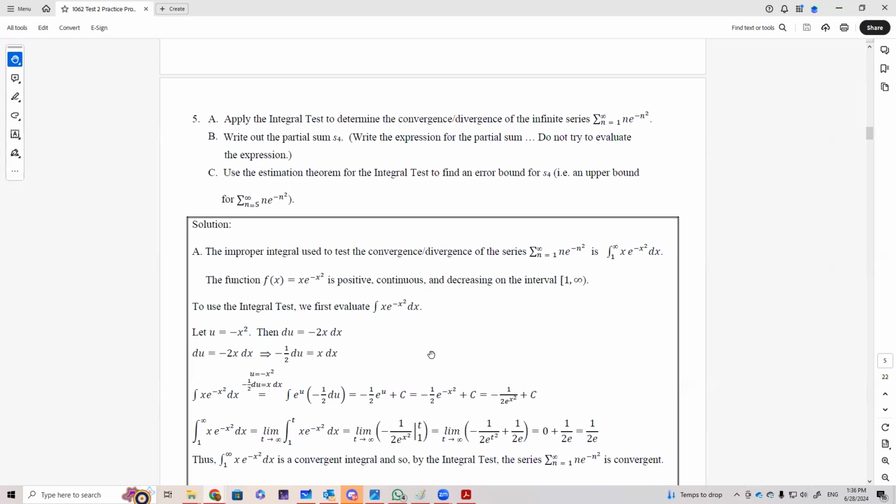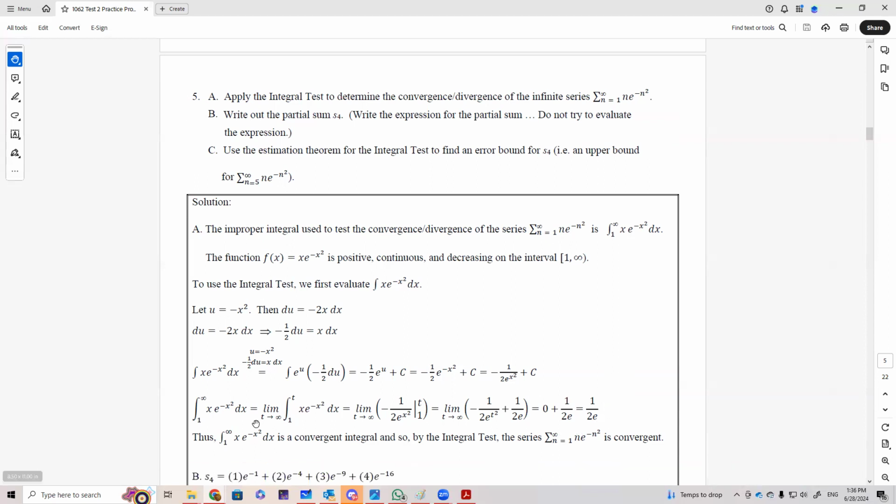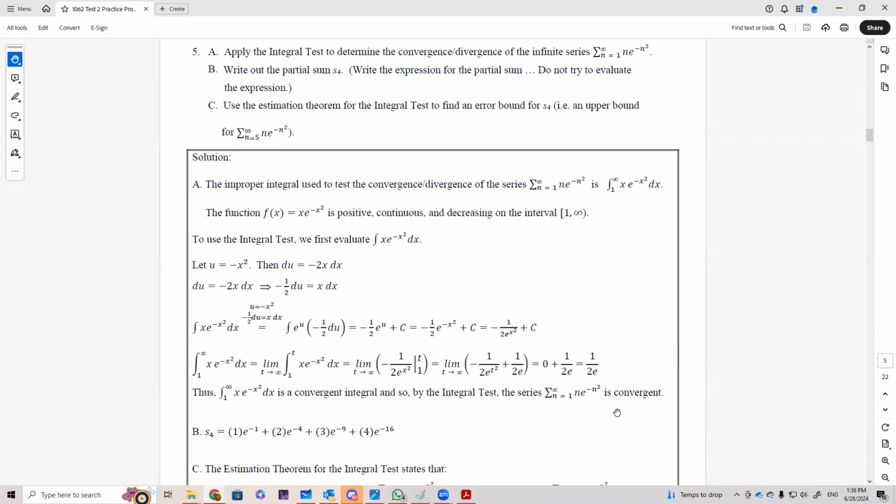x squared plus c. And then at the end, when we're doing the limit as it goes to infinity of this, this is going to provide me with 1/2e. So clearly, because it's a finite value, it's convergent by the integral test. And we have that the series is convergent as well.